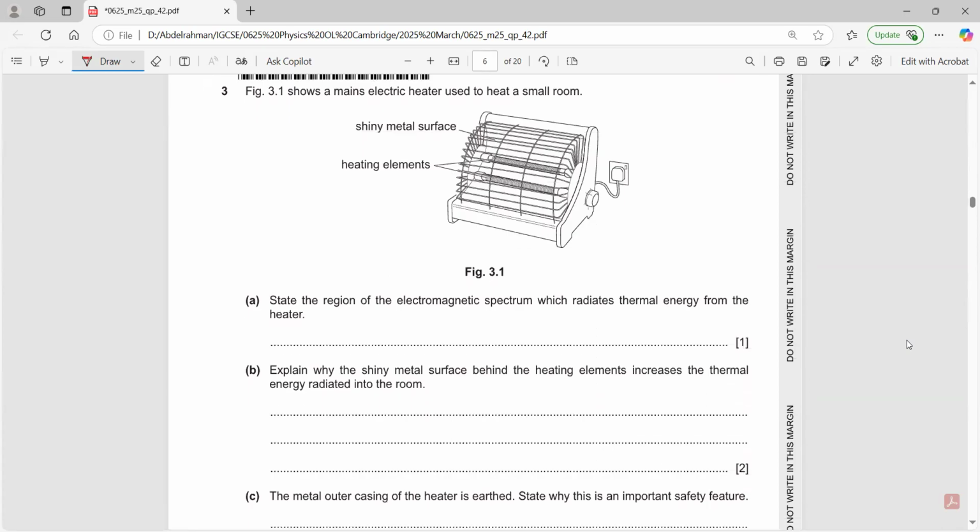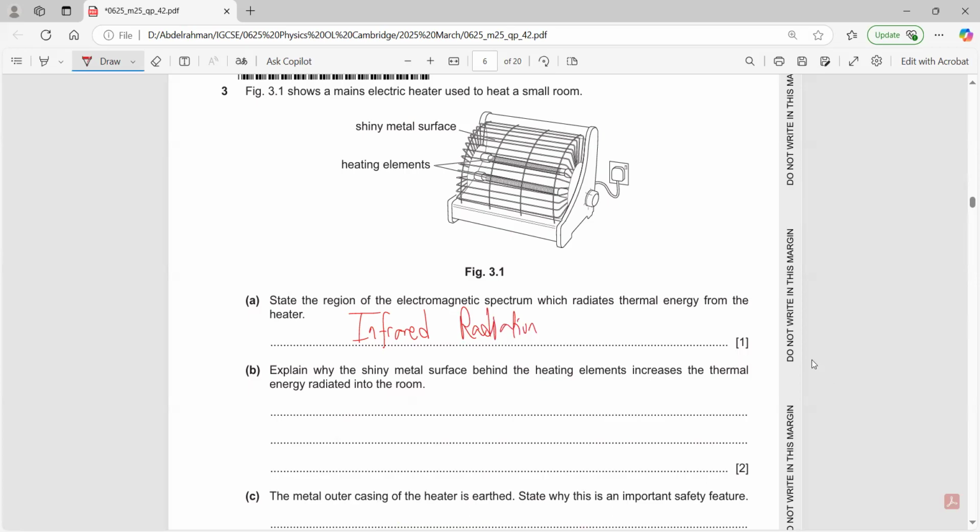Figure 3.1 shows a mains electric heater in a small room. State the region of the electromagnetic spectrum which radiates thermal energy from the heater. The region is the infrared. Infrared radiation.